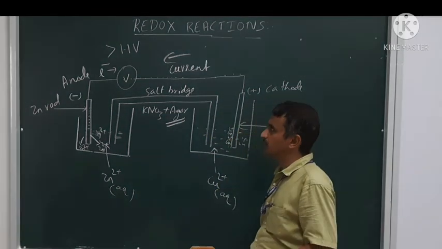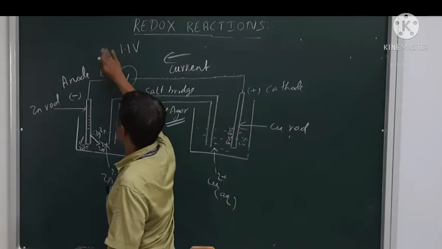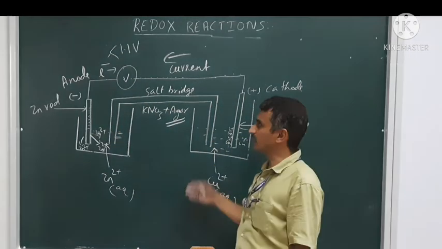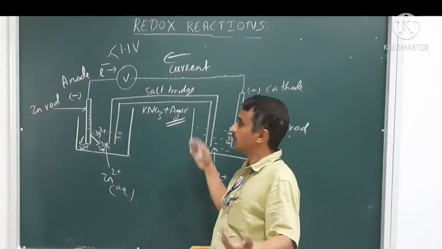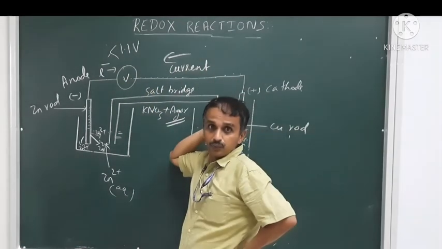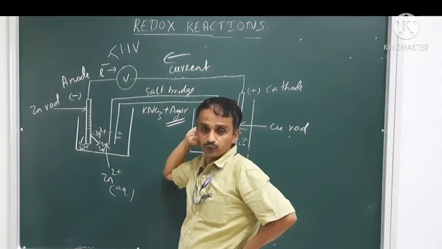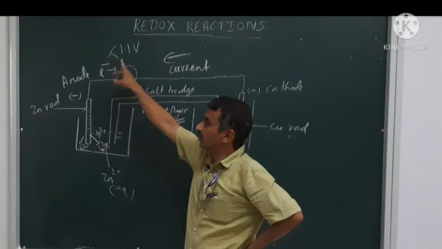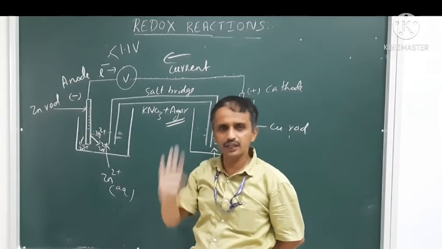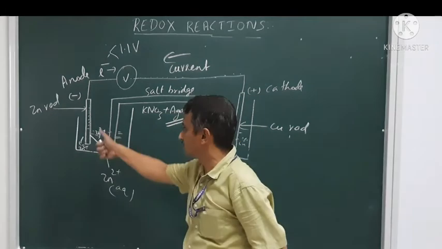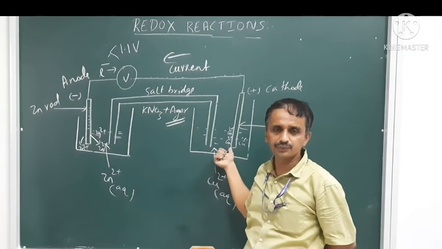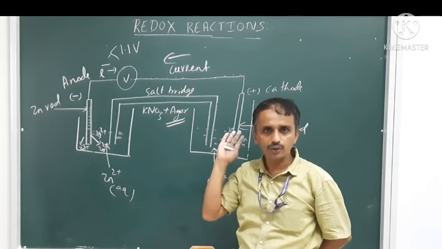Now, next, if less than 1.1 volt is applied, what happens then? When it is less than 1.1 volt, this applied voltage cannot reverse the already produced EMF of 1.1 volt. Means when it is less than 1.1 volt, this Daniell cell acts as an electrochemical cell only. Zinc rod becomes thinner and thinner, copper rod becomes thicker and thicker. It acts as an electrochemical cell.